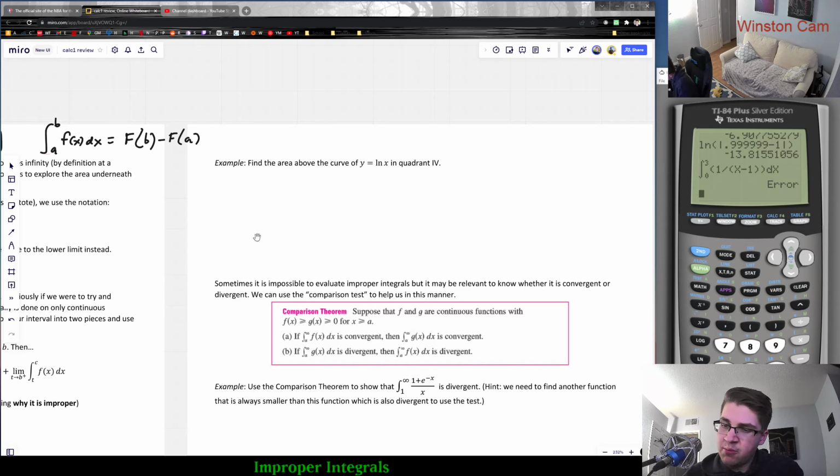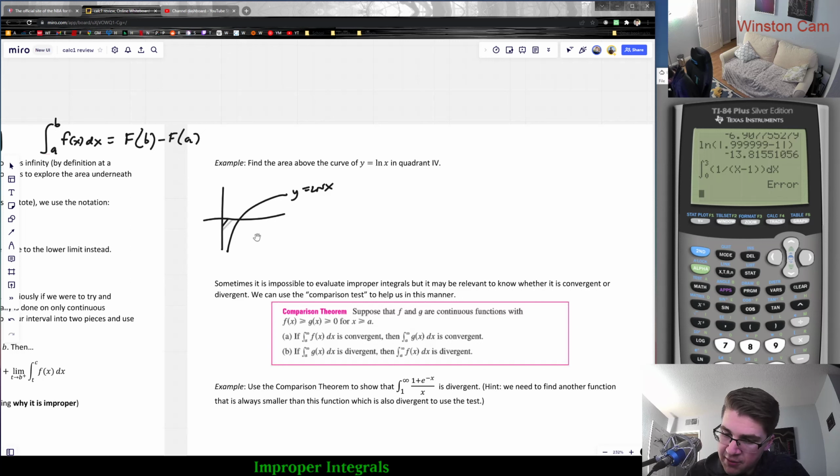But the last example on our packet says find the area above the curve of y equal ln x. And what I'll do is I'll actually leave this as a problem for you guys to solve on your own. But again, if you're trying to solve an area problem, we could start with the graph of the natural log, y equal ln x. And it says above the curve.